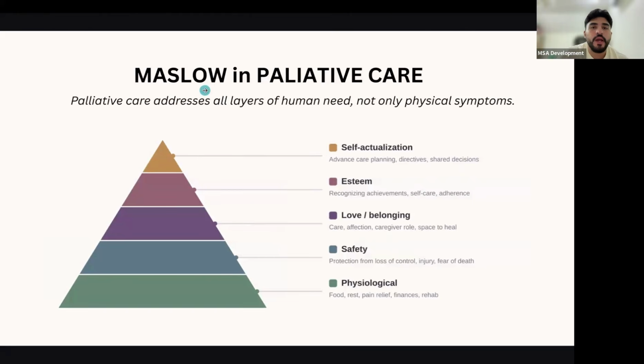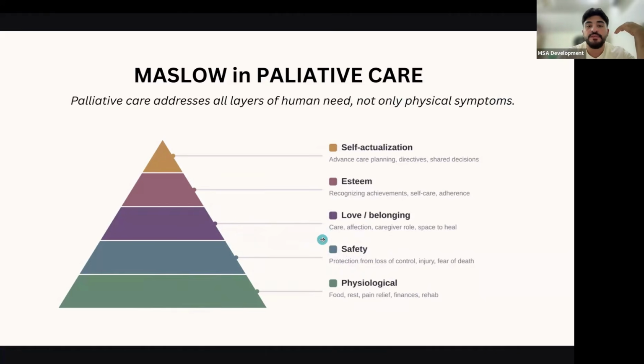Now, the Maslow concept in palliative care. First of all, you need to understand that palliative care needs to cover and address all layers of human needs, not just their physical symptoms. So they need to cover their physiological needs, like food, rest, providing analgesia, rehab, safety. They need to feel protected from losing control, because they have no control over whatever is going on with them, right? They could have some sort of fear of death. So this is also something that palliative care people need to touch base on as well.